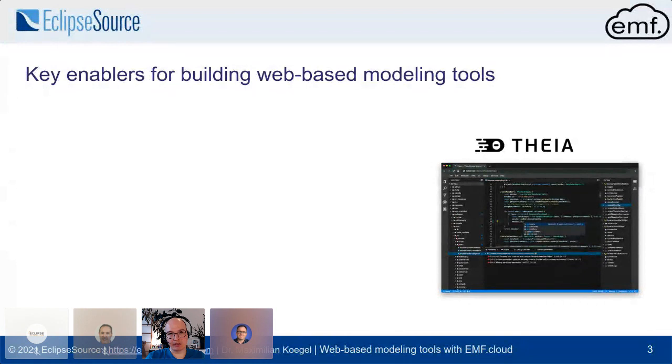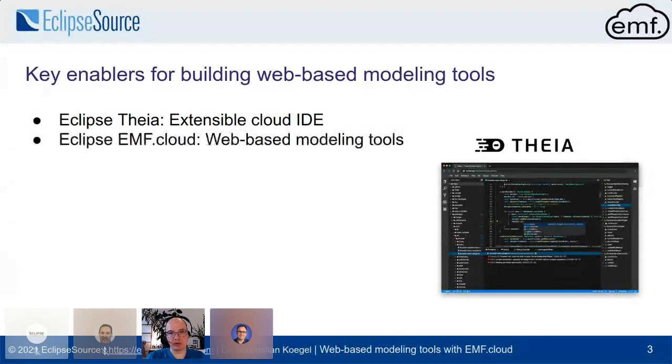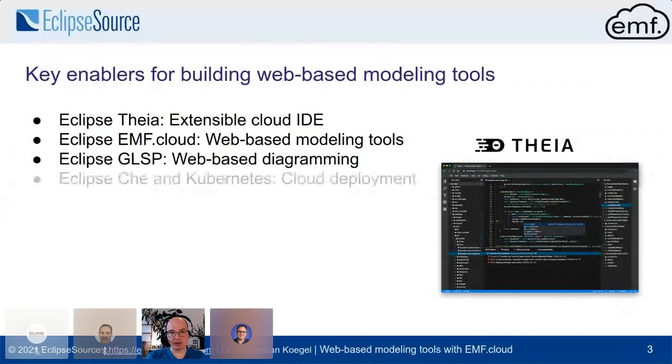Today, there's a couple of technologies that enable that, and the key enablers for that is Eclipse Theia, which is also part of the Eclipse Cloud ecosystem. It's an extensible cloud IDE, so you can build on that for building modeling tools. Then there's the Eclipse EMF.cloud framework, which is the focus of this presentation today, which allows you to build web-based modeling tools. There's Eclipse GLSP, which is about web-based diagramming. And last but not least, there's Eclipse Che and also Kubernetes, which allow you to deploy a solution to the cloud. And with all those, it just became so much easier to build those kinds of tools.